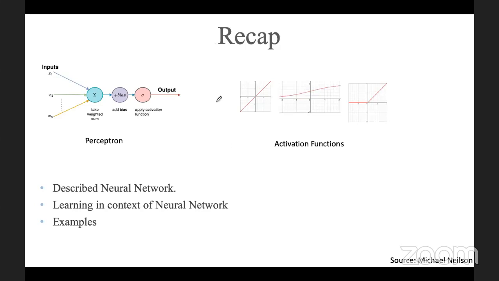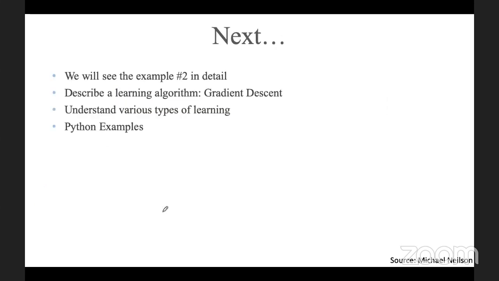So as a recap, we saw what a perceptron is, how it works, and we saw activation functions and their need. Why do we need an activation function? And we understood what learning in the context of a neural network means, and we saw a few examples. So that's what we did in this lecture. And in the next lecture, I will describe this algorithm, gradient descent, and we will understand various types of learning.